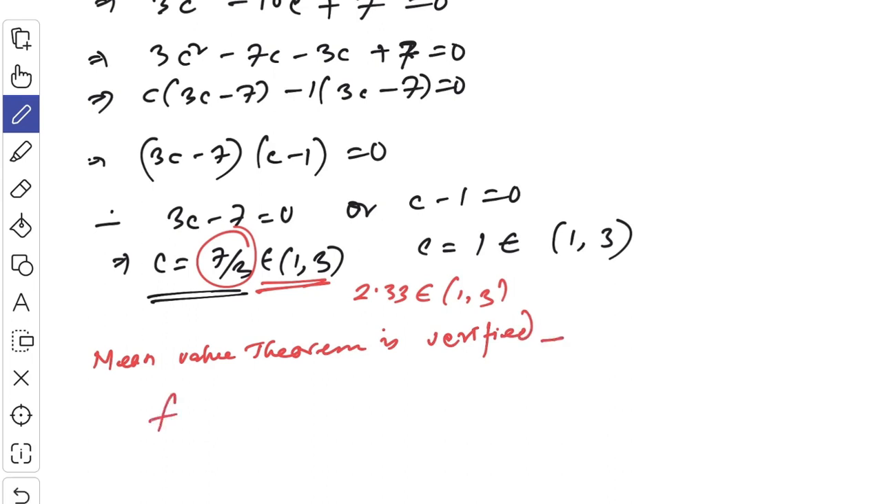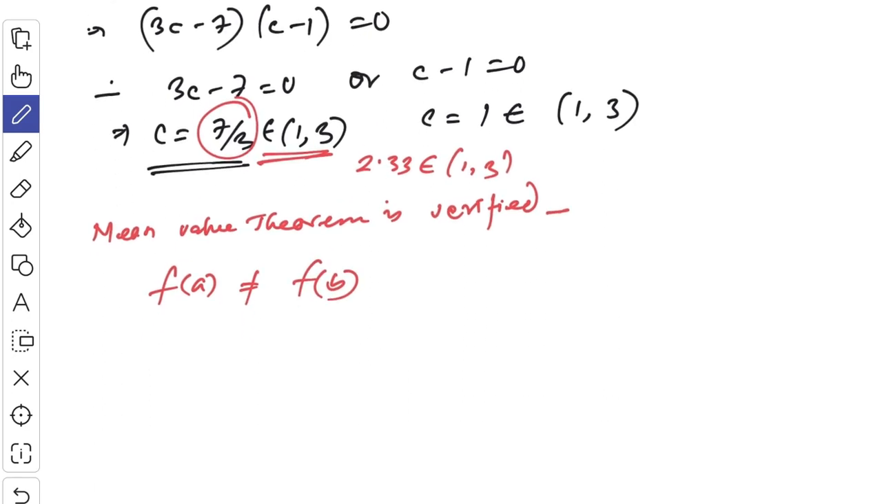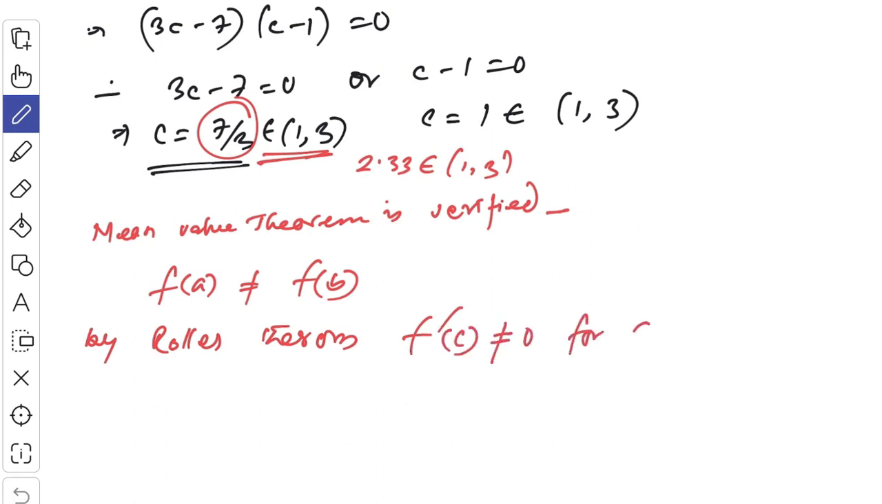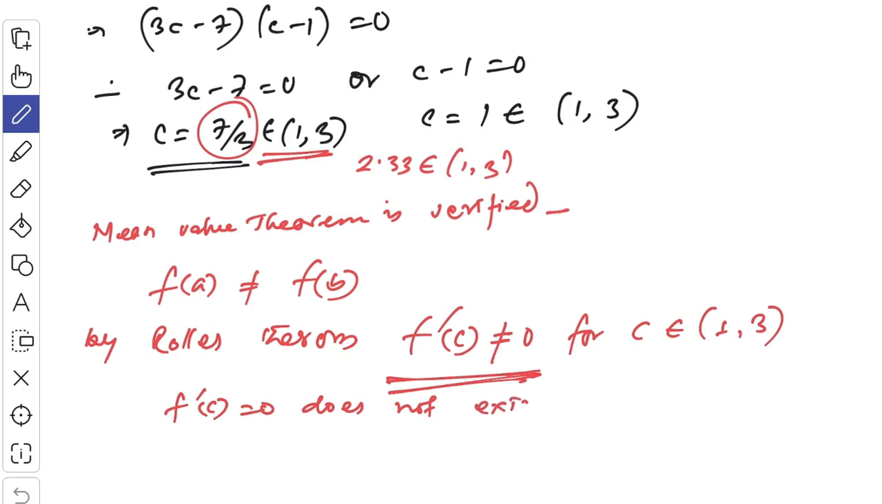And one more thing, as we have got f of a is not equal to f of b, so by Rolle's theorem, f dash c is not equal to 0 for c belongs to the open interval 1 to 3, it doesn't exist. F dash c equal to 0 doesn't exist. It is not equal to 0. Okay, so remember that. So we can say f dash c is equal to 0 does not exist.